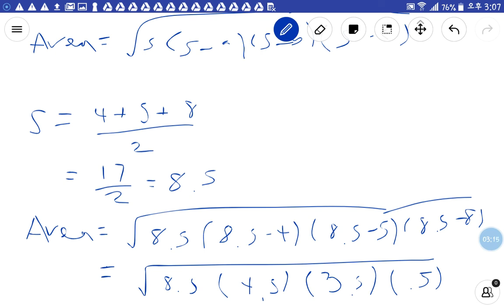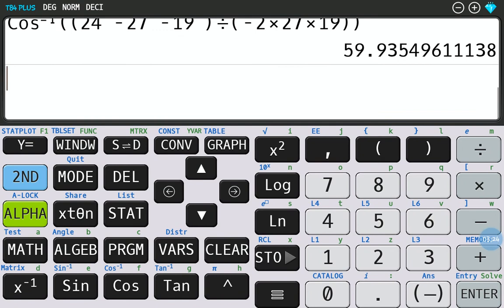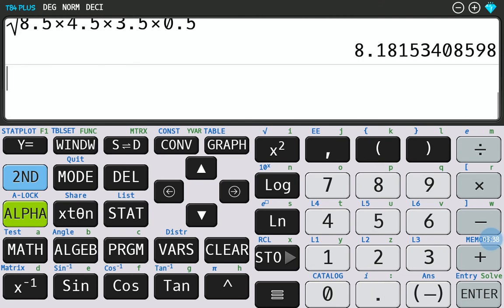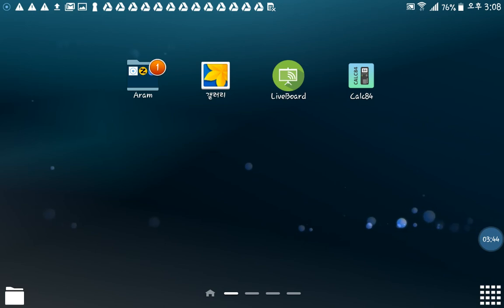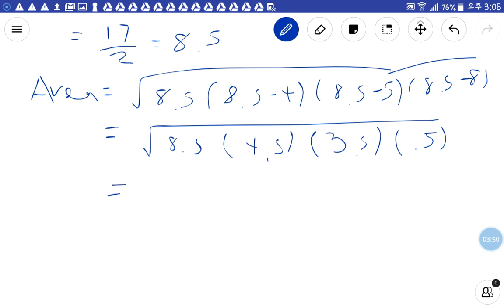Ready, go. 8.5 times 4.5, 3.5, and 0.5. So if you do that, the square root of 8.5 times 4.5 times 3.5 times 0.5 would be 8.1815. So my answer would be 8.1815. And then they don't really give any direction this time.